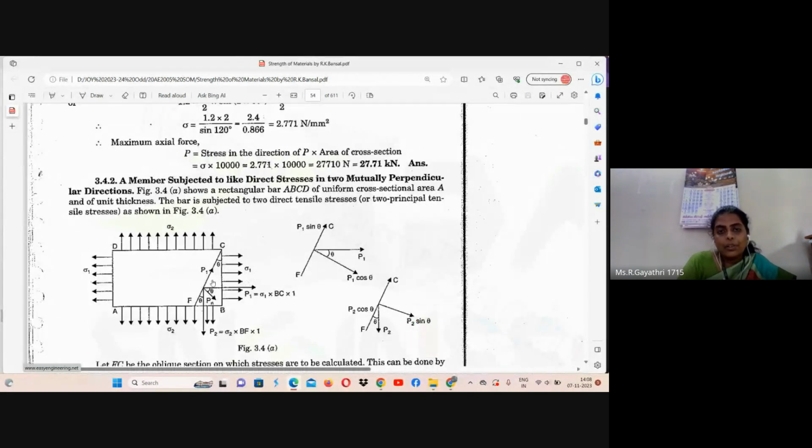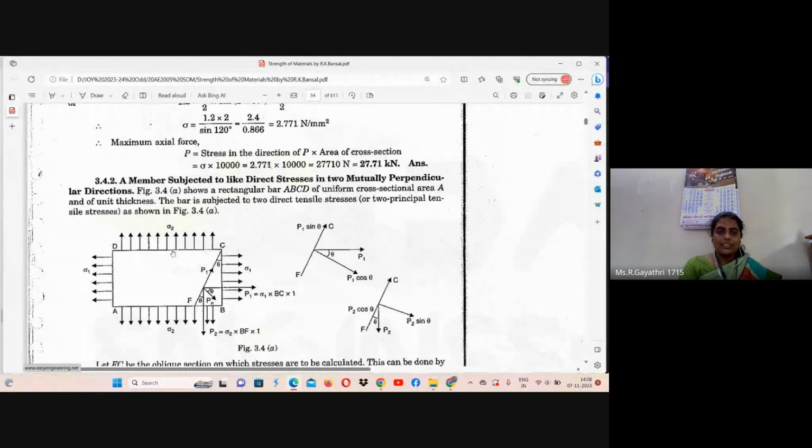So before finding PT and Pn, we can find the force for sigma 1 and the force for sigma 2. We know stress means force by area. Force means stress into area. In order to find P1, we need sigma 1 and the section normal to sigma 1. The section normal to sigma 1 is BC.